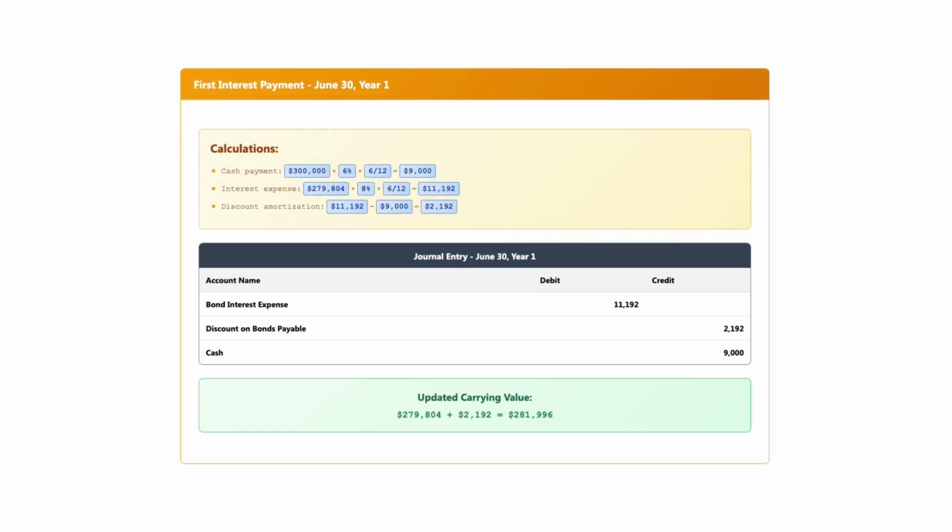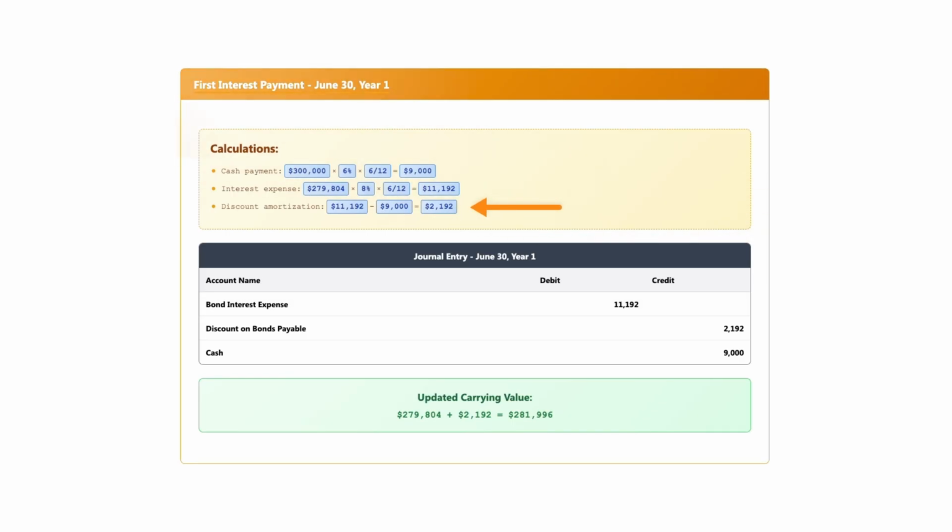Now the fixed part of every entry is going to be the cash, so we can always put in the cash. This is 3% of the $300,000 face value, so $9,000. The interest expense is going to be our carrying value times the market rate divided by 2. So our 279,804 times 4% brings us to 11,192. And then the difference between these two, 2,192, is the amortization of our discount.